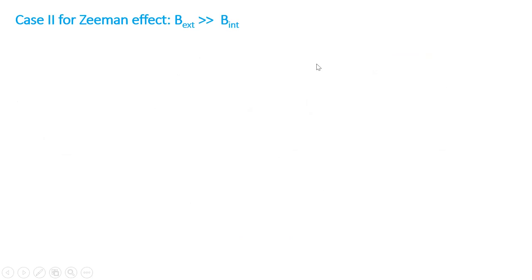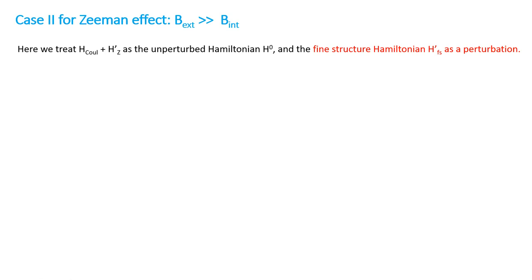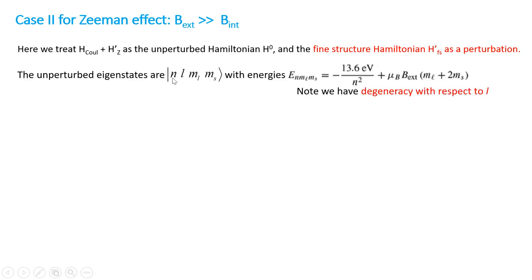So that's case one for the Zeeman effect, where the Zeeman Hamiltonian is smaller than the spin-orbit, and so it's a perturbation. Case two for the Zeeman effect is if the external field that we apply is much bigger than the internal field that the proton is providing on the electron. Now things go as you might guess. With the Zeeman energy bigger, we treat the Coulomb, the regular hydrogen interaction, plus the Zeeman interaction together as the unperturbed Hamiltonian, and the fine structure Hamiltonian as a perturbation, because the field associated with it is much smaller than the field associated with the Zeeman interaction.